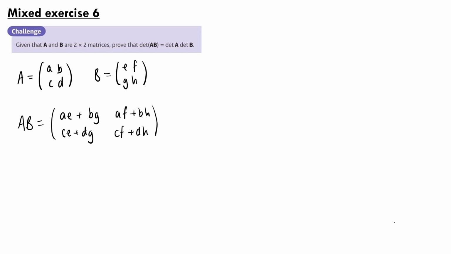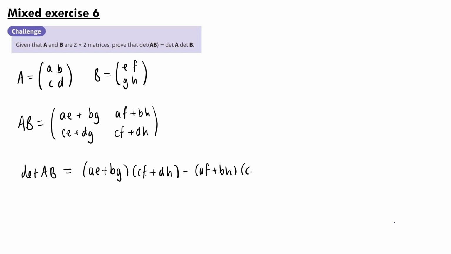Now, we want to prove that the determinant of this is equal to the determinant of A times the determinant of B. So if we work out what the determinant of AB is, it's going to be AE plus BG times CF plus DH minus AF plus BH times CE plus DG. And now we can work out what the right hand side is and compare.